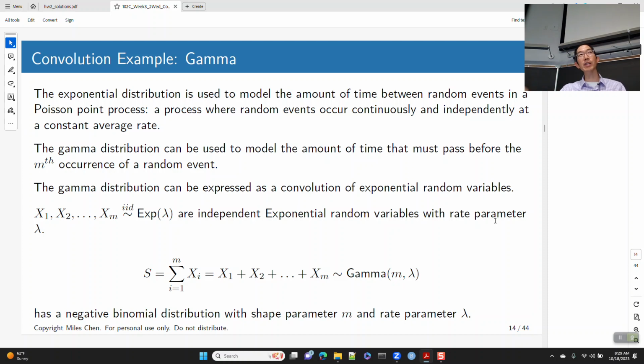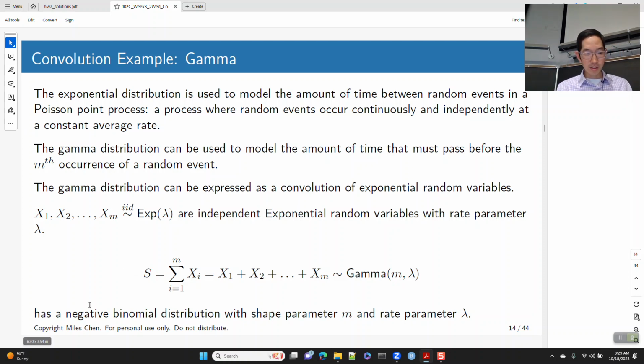People are arriving at random times, and once you get to, say, the 10th person, then it goes. And so you want to say, okay, how much time until the 10th person arrives? Well, that's just going to be the sum of 10 independent exponential random variables. So if you have a gamma distribution with shape parameter m and rate lambda, you take m of these exponential random values and you add them together.